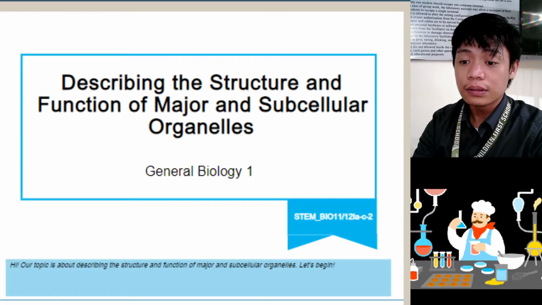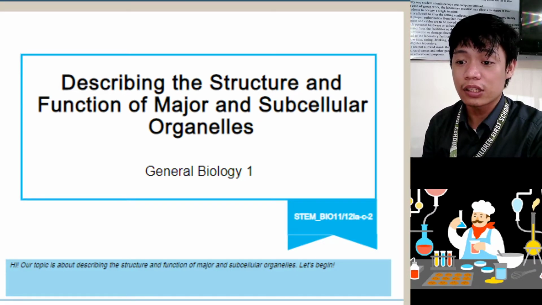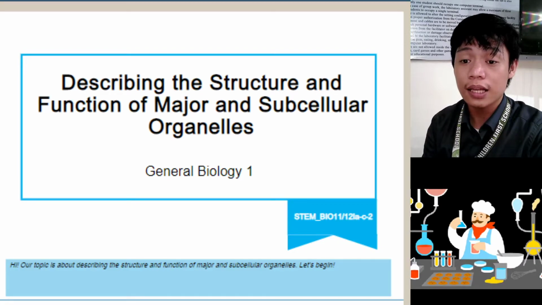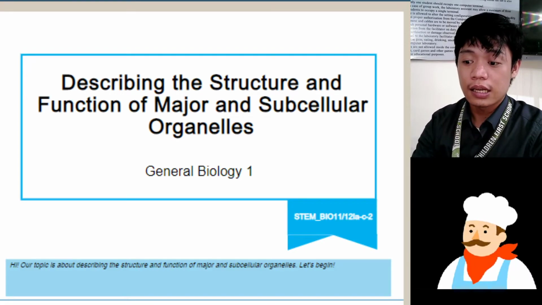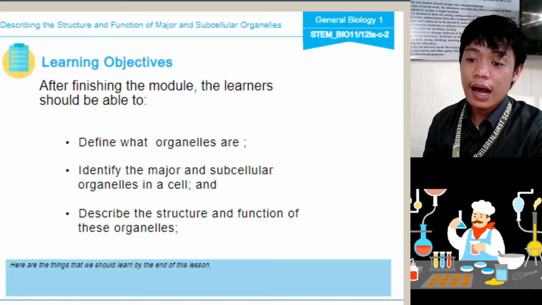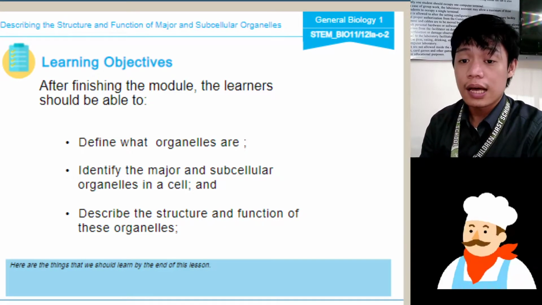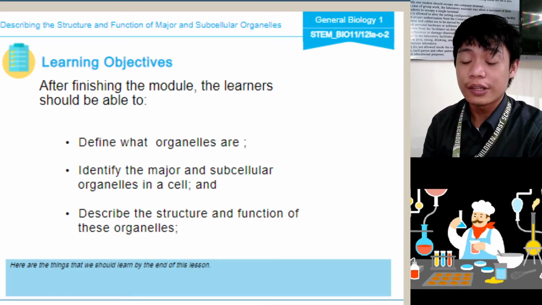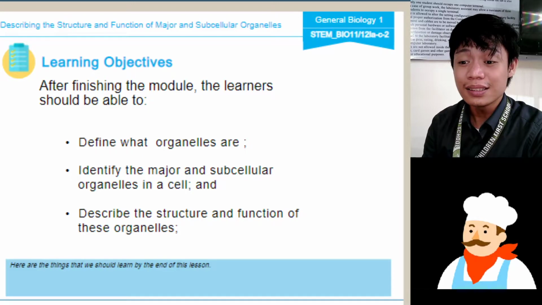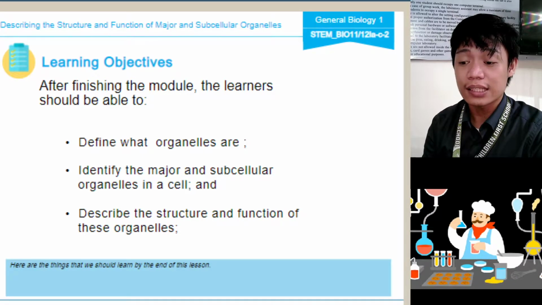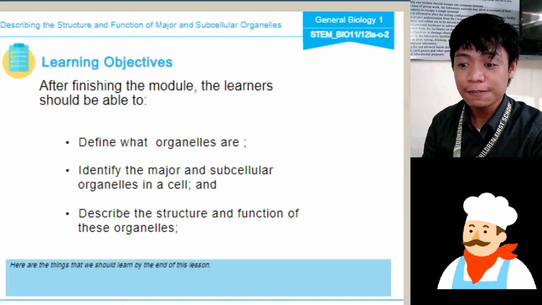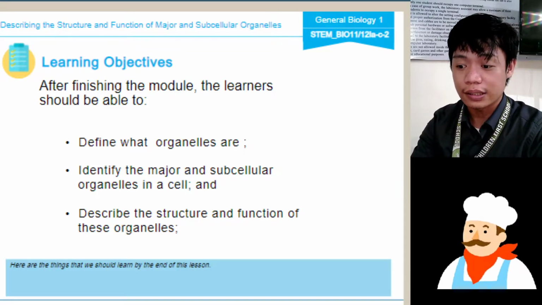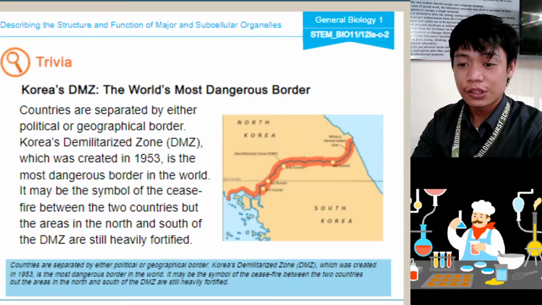So now, our lesson today is all about describing the structure and function of the major and subcellular organelles. Before we begin, after finishing this lesson or module, you should be able to define what organelles are, identify the major and subcellular organelles in the cell, and describe the structure and function of these organelles. So let's begin.